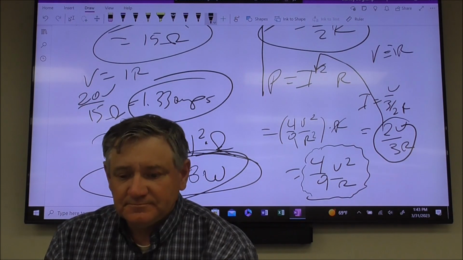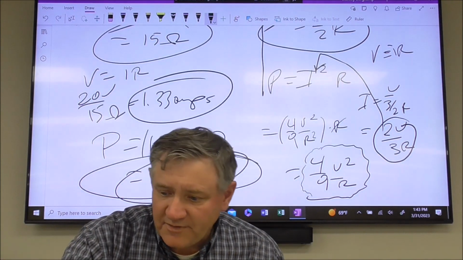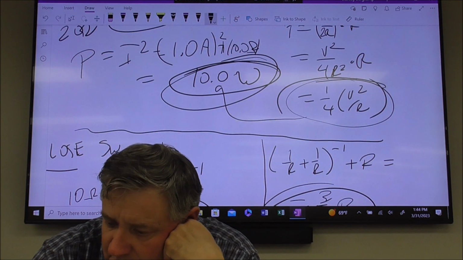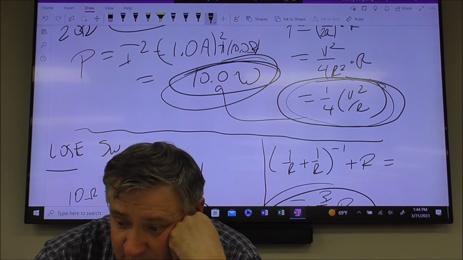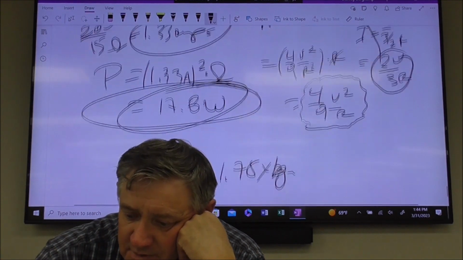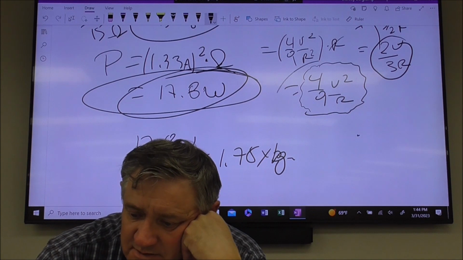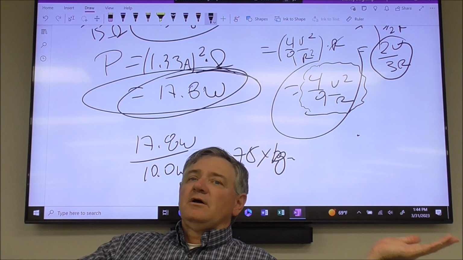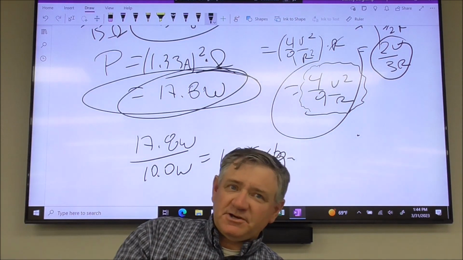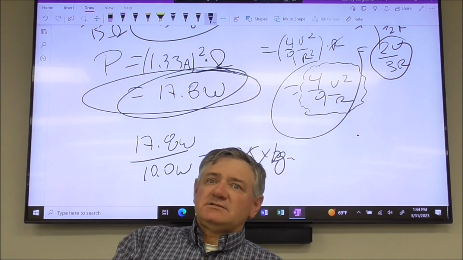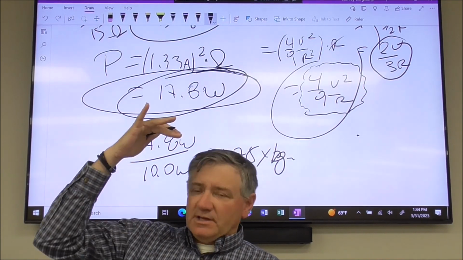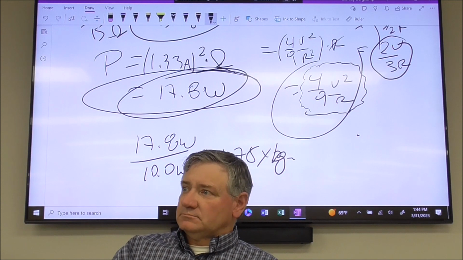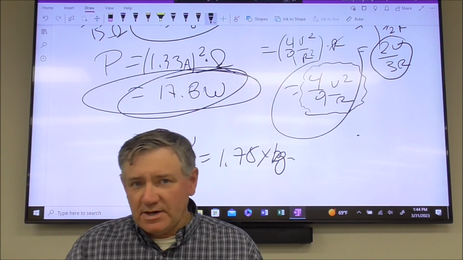So look at this. Now it boils down to how well do you know your fractions. With the more elegant approach, you get 1/4 V squared over R. If you do it this way, you get 4/9 V squared over R. So which is bigger, 1/4 or 4/9? 4/9. So you're going, oh, that 4/9 V squared over R is bigger than 1/4 V squared over R. Okay, and that's it. I don't care which way you like.